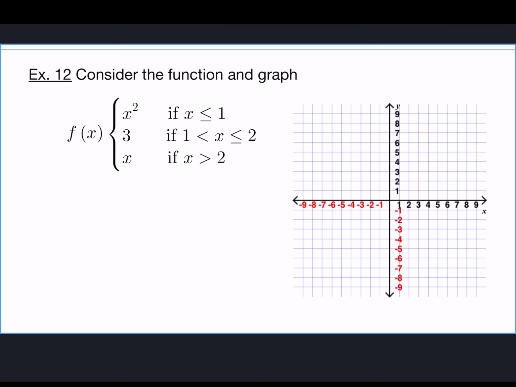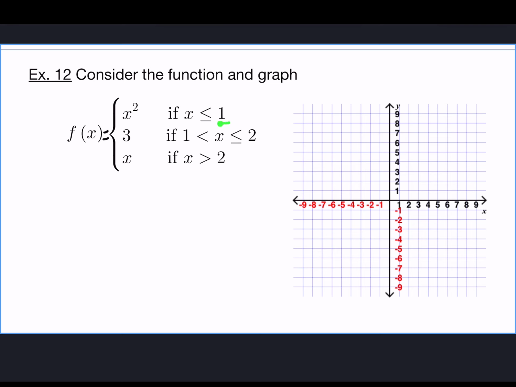We have 3 different formulas for this function. So f of x is equal to x squared if x is less than or equal to 1. It's equal to 3 if x is between 1 and 2, including 2. And it's equal to x if x is greater than 2. So we need to graph all 3 parts. We'll do them a part at a time.